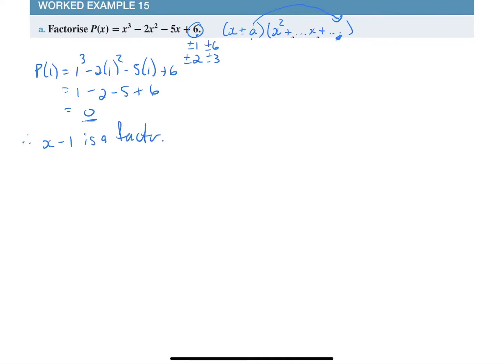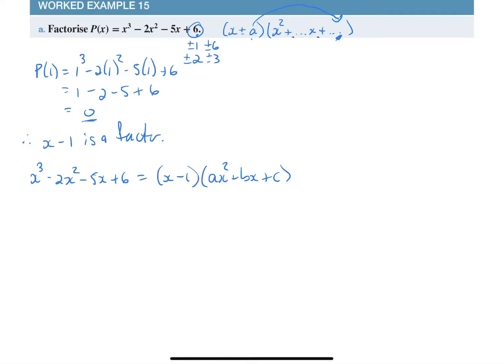Okay, now I'm going to show you two ways. The book only gives us one example, or the one method to finding it, and that is another sort of guess and check. So I can say that x cubed minus 2x squared minus 5x plus 6 equals x minus 1 multiplied by, I don't know, ax squared plus bx plus c. And I need to go and find what a, b, and c are.